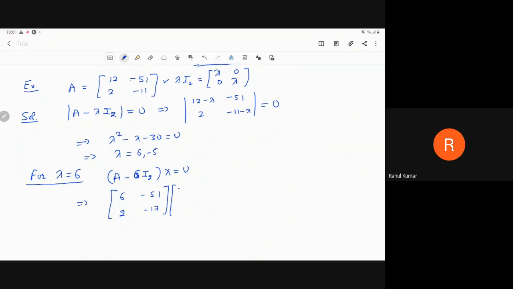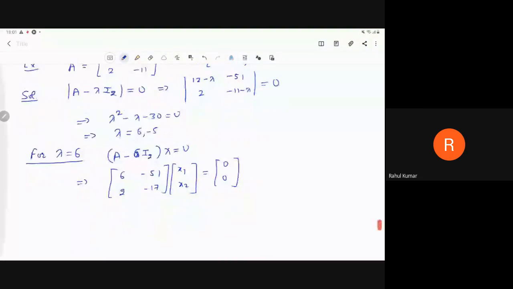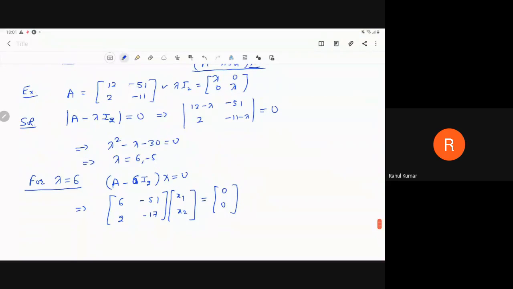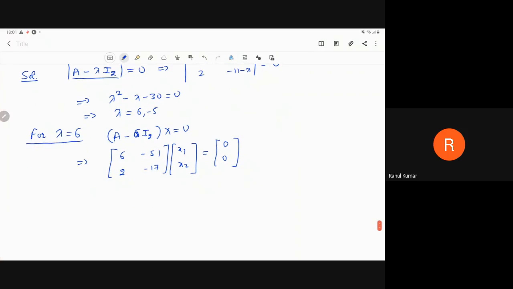X, because it is 2 cross 2, so take a vector with 2 entries, x1 and x2. So you are ready with a homogeneous system. Remember that characteristic equation, when you are writing, it is a determinant. You are taking determinant. But here there is no determinant sign. It is completely a matrix equation. Okay. Now, this is a homogeneous system. You know how to solve it. Make zero here. That is the best way to do it.